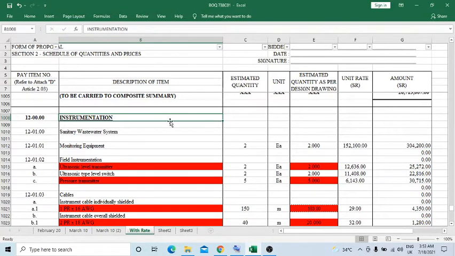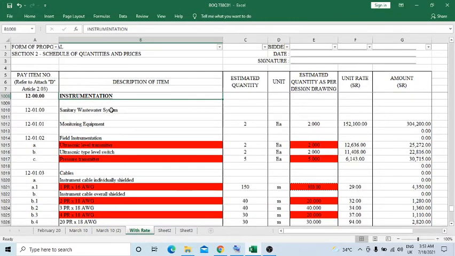Today our topic is BOQ of instrumentation, bill of quantity for instrumentation. As you see on the screen, the pay item number 12-00.00 is instrumentation. First of all, the sanitary wastewater system monitoring equipment, the quantity is 2 units each, and the price is likewise in Saudi Riyal.